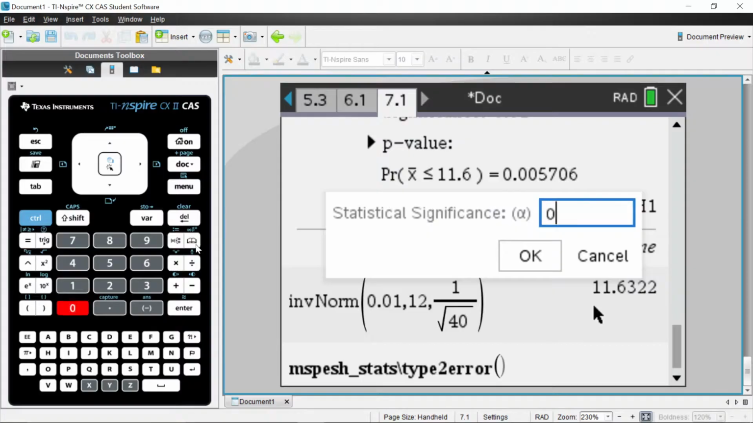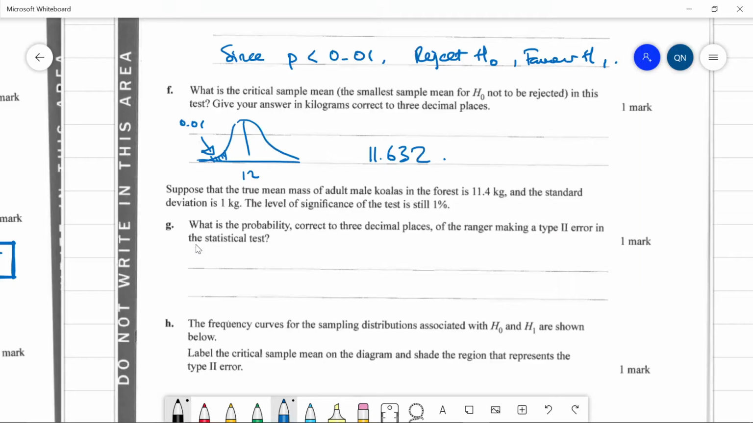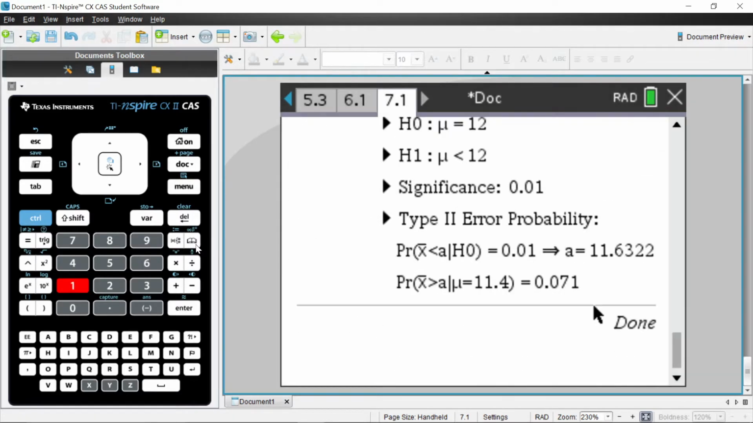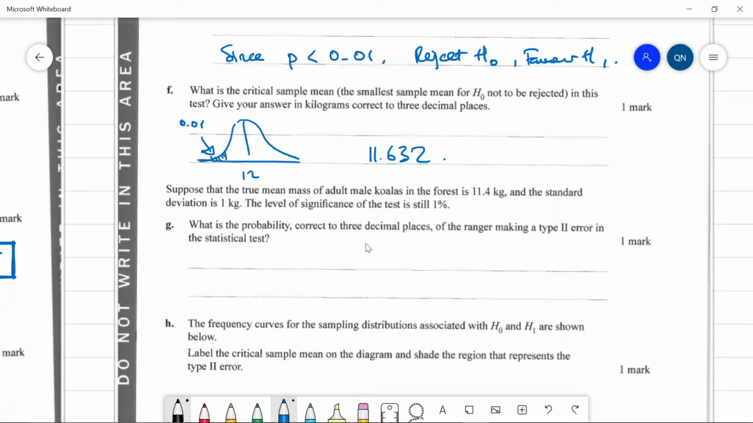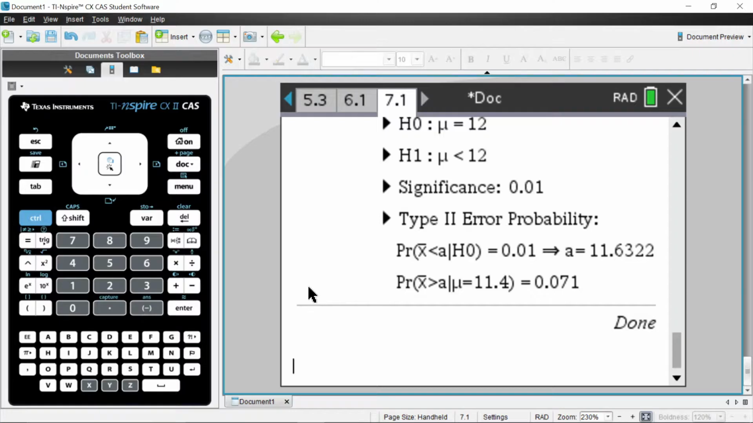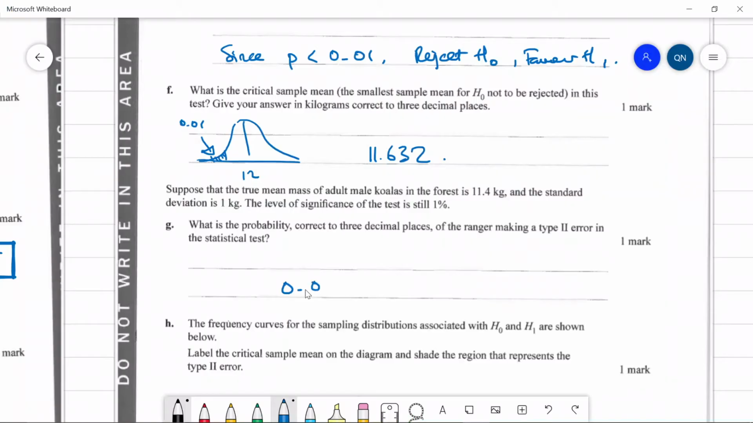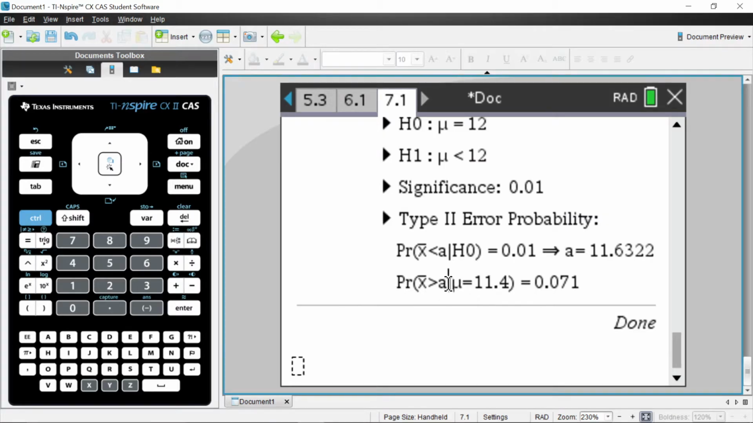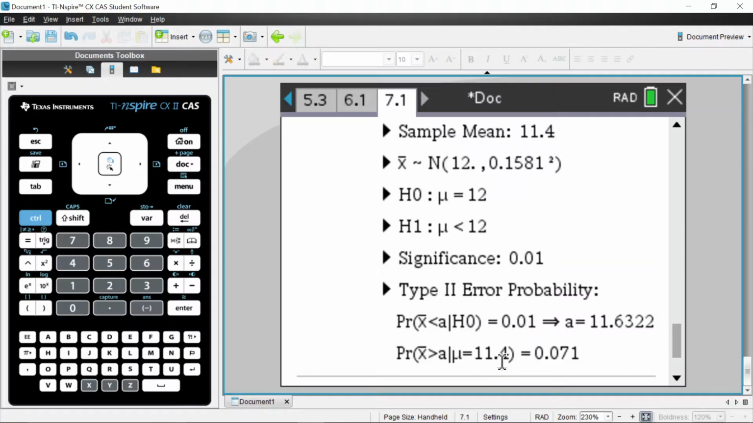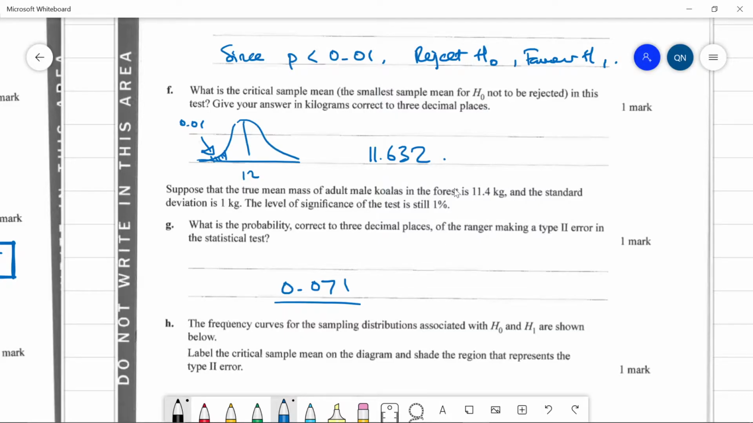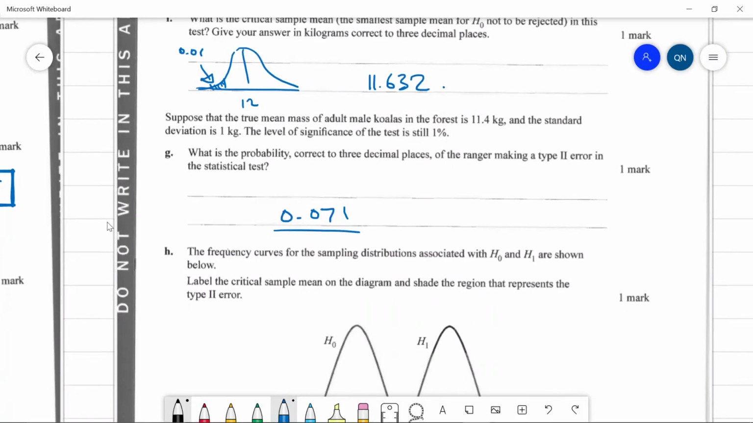And then we'll do 0.01 once again. This is a one tail test. And that's the type 2 error probability: 0.071. Because this is assuming that 11.4 is the true mean. Assuming that's the true mean, that's how you make a type 2 error.